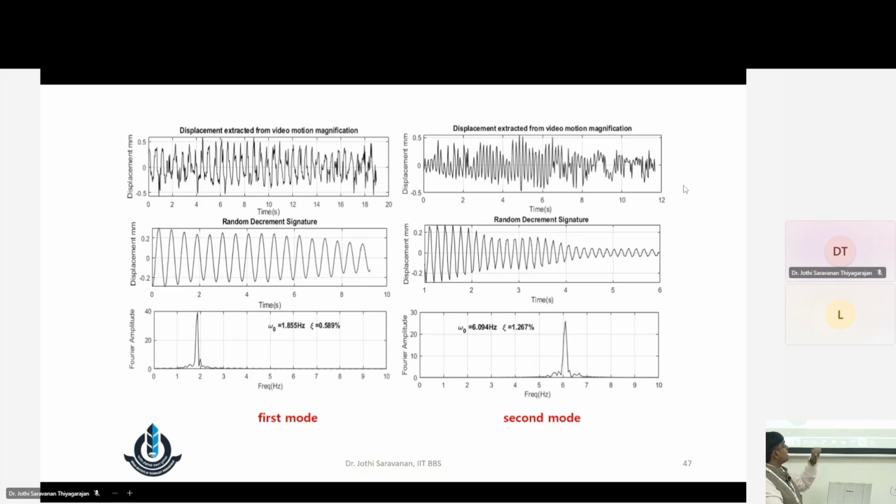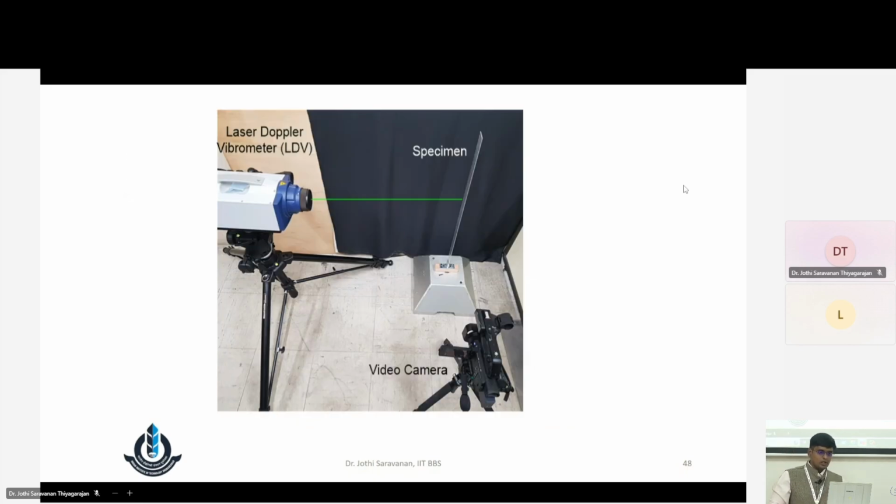It's a powerful technique. From there we obtained these values, 1.855 and 6.09. They have a very good match with the values that you obtain from the accelerometer. Fine. So this is for the cantilever beam, which is a very simple experiment.